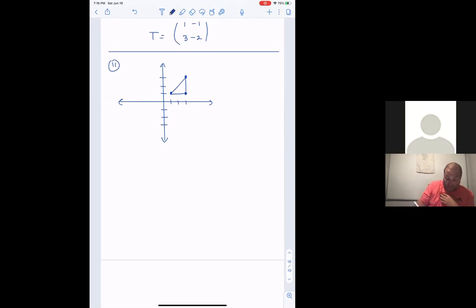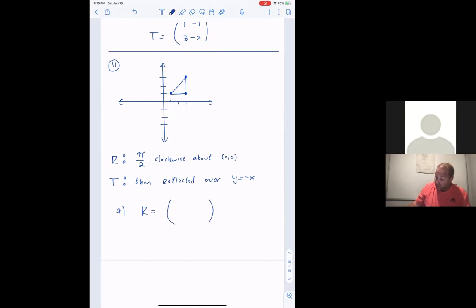All I know is it's a pi over 2 clockwise about 0, 0. Then reflected over y equals -x. Let R represent the rotation and let T represent the reflection. A, write down the matrices for R and T.